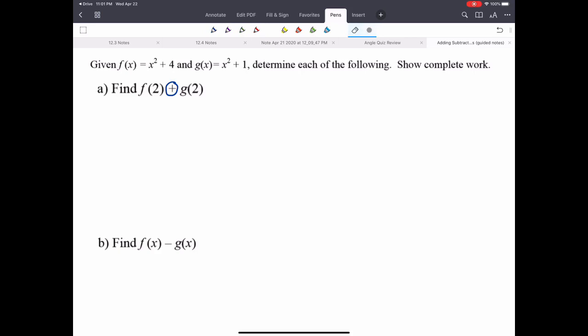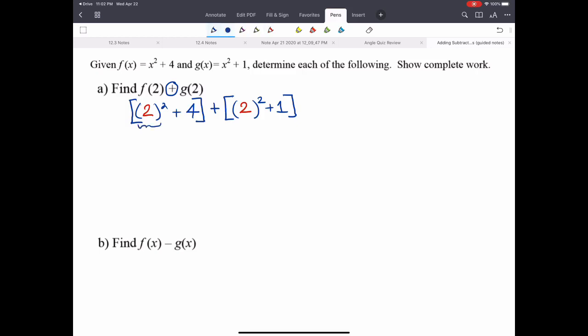So what we want to do here is take the f function of 2 plus the g function of 2 and add them up. The f function of 2 is just the f function, except we're going to put a 2 in place of the x. And then the g function of 2, again, we're going to put the 2 in for the x, and then we're just going to solve accordingly.